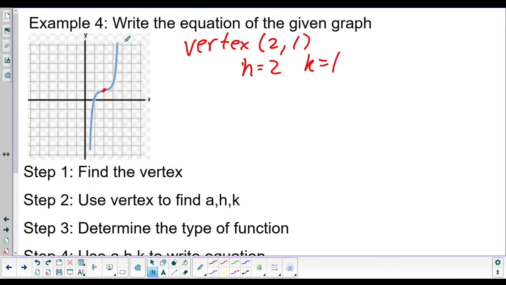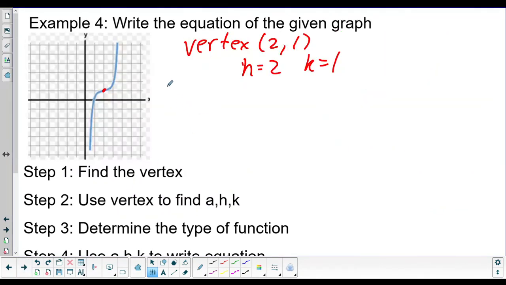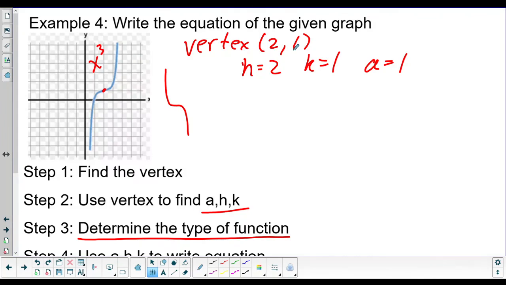This looks like the parent function, right? It's not flipped over. If it were flipped over, it would look like that. Okay. So this is the parent function. So because it's not flipped, a equals 1. And this is a cubic function, or an x cubed. So now that we have our a, h, and k, we've determined the type of function. Now we're going to write our equation.